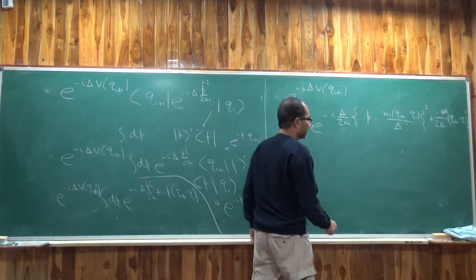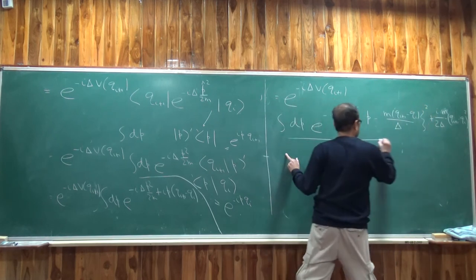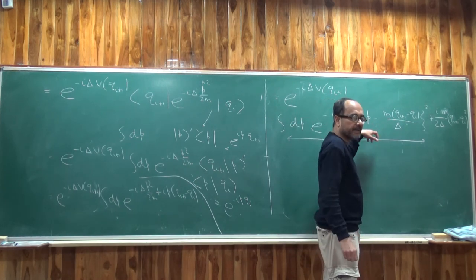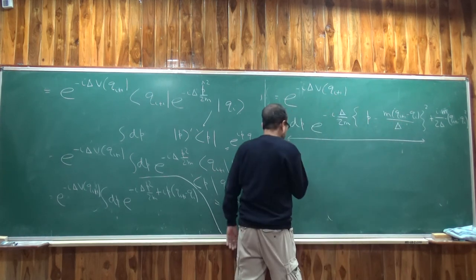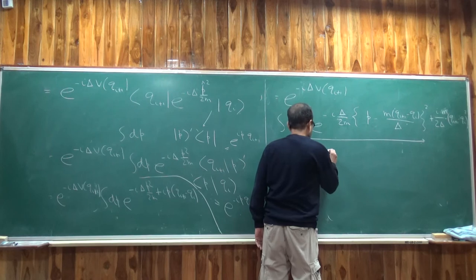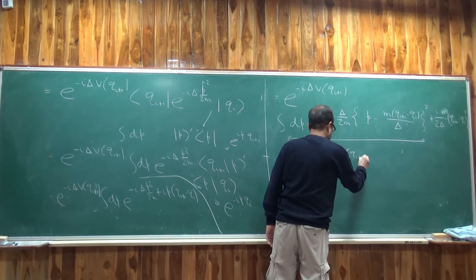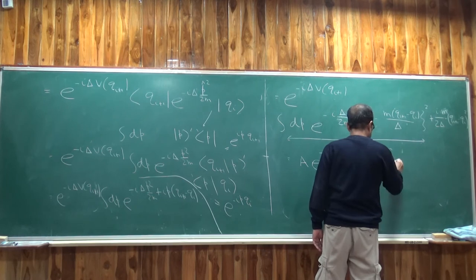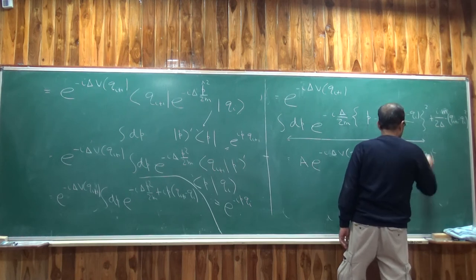Now you see that this integral is independent of q. I can shift the origin and call this p prime. So this becomes something that is independent of q's, just some constant. So I write this as a constant times e to the power minus i V i delta of q i plus 1 plus i m over 2 delta times q i plus 1 minus q i square.